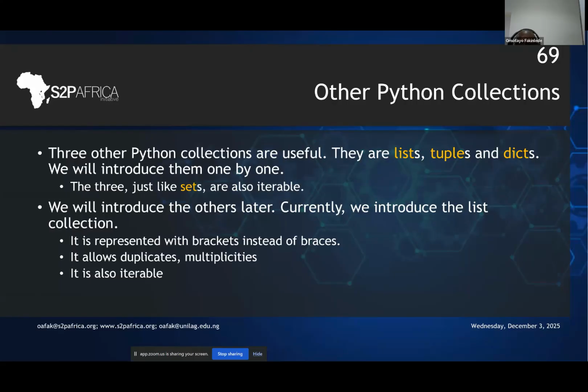Currently, we introduce the list collection. The list is represented with square brackets instead of braces. In the case of the list, you are allowed to have duplicates or multiplicities. It is also iterable. So if you want a collection that contains repeats, and you want those repeats to be there, then what you need to use is not a set, but a list. A list can contain non-unique items, and the list is also iterable.